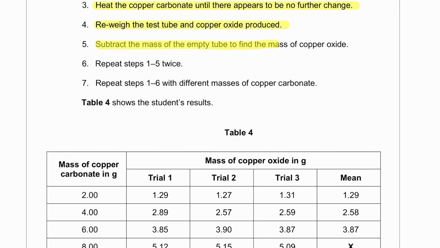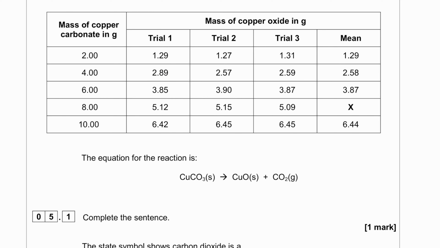Subtract the mass of the empty tube to find the mass of copper oxide. Repeat steps 1 to 5 twice. Then repeat steps 1 to 6 with different masses of copper carbonate. Table 4 shows the student's results. When the mass of the copper carbonate is 2 grams, trial 1 is 1.29, 1.27, 1.31, and 1.29 is the average. This shows a relatively nice answer. What we can consider here is that they are just averaging these values out.